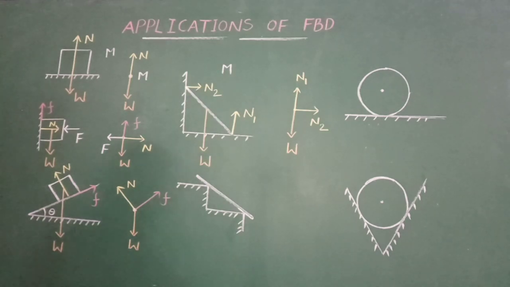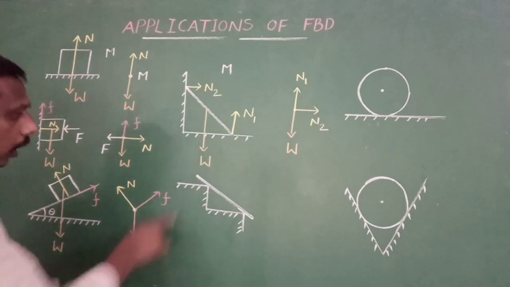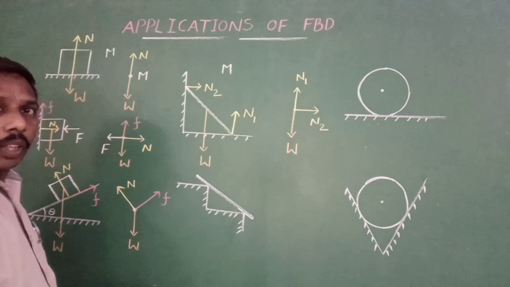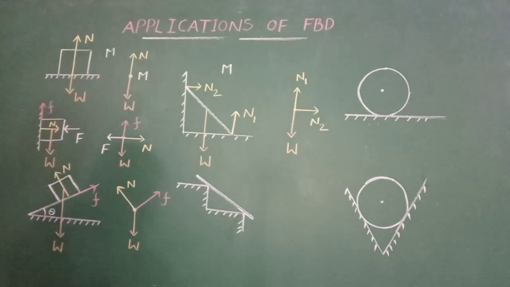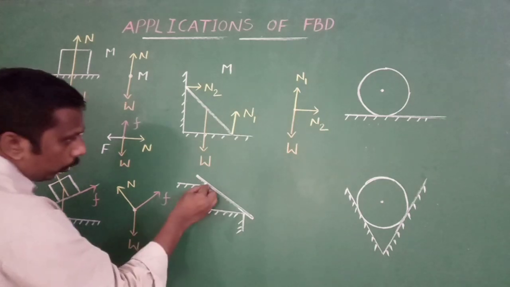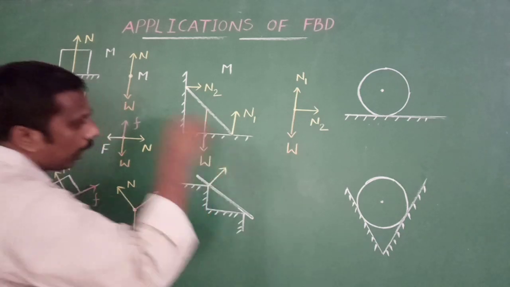And next, here, one rod is placed on steps. Here, these are taken as the steps. Here, two contacts are there. That's why two normal reactions will act. Normal reaction always acts perpendicular to the contact surface. That's why here the normal reaction acts like this.